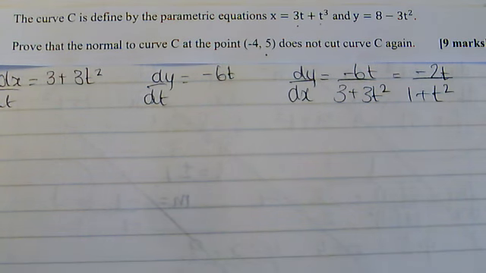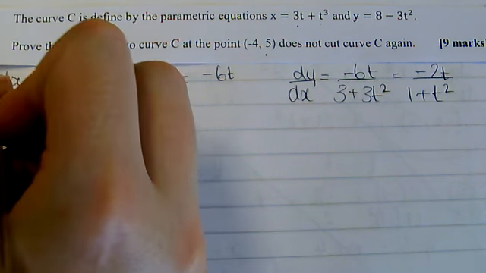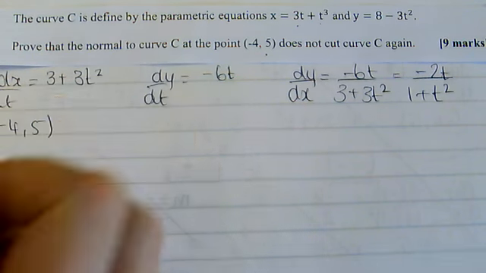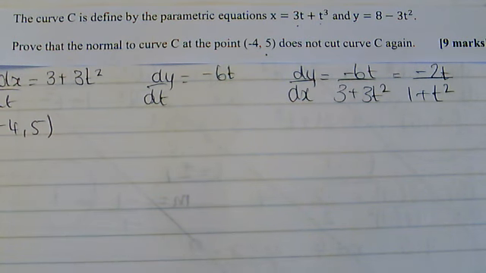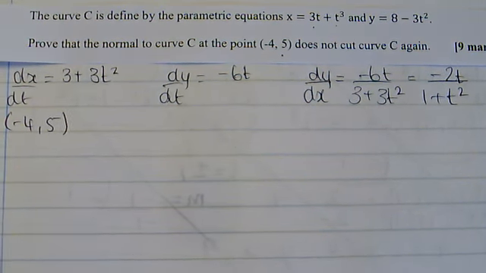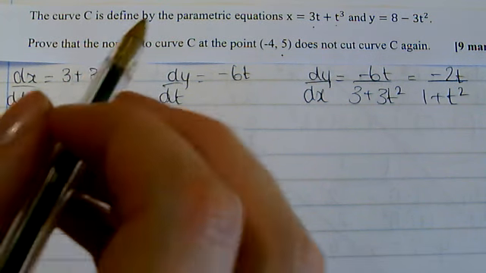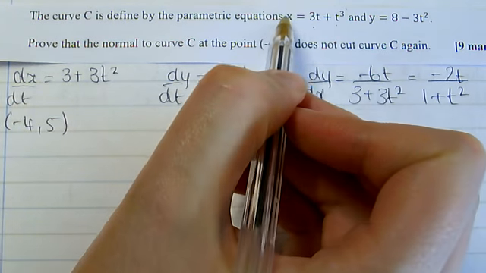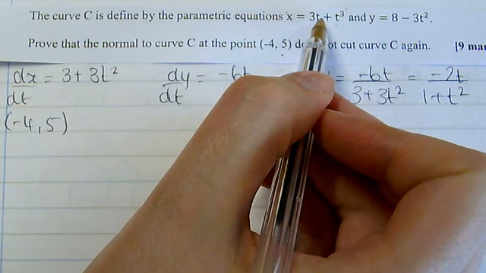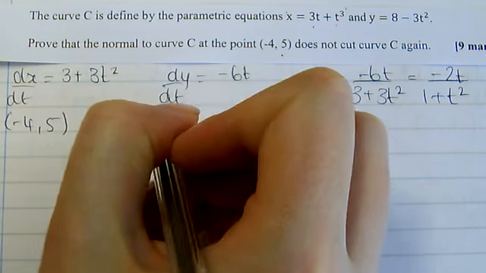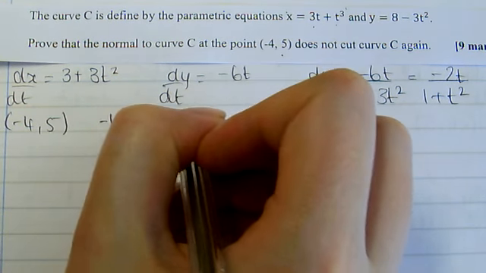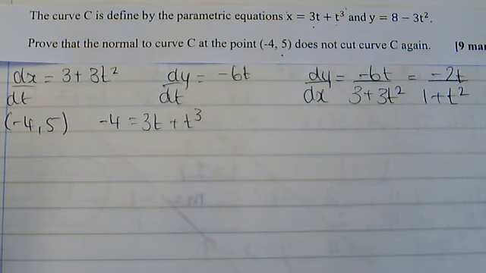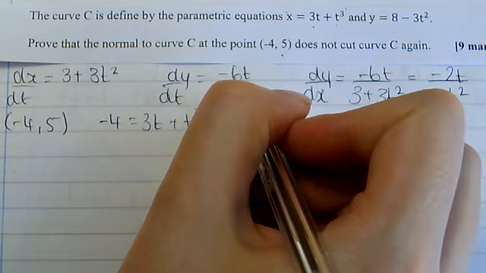Okay, so we want to find the gradient of the curve at this point. The problem we've got here is the coordinate minus 4, 5 are coordinates in terms of x and y, and we've got a function in terms of t. So we need to work out what x and y were. This is an expression for your x coordinate in terms of your t. So if x was minus 4, there would be a t so that those would be equal. Don't fancy solving a cubic, so I'm going to use the other one first.